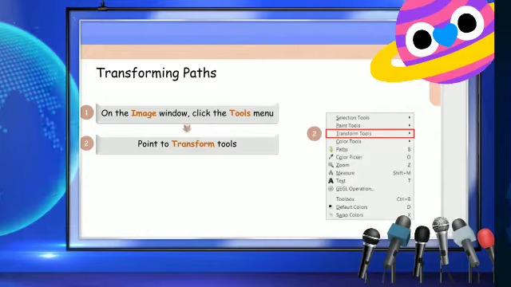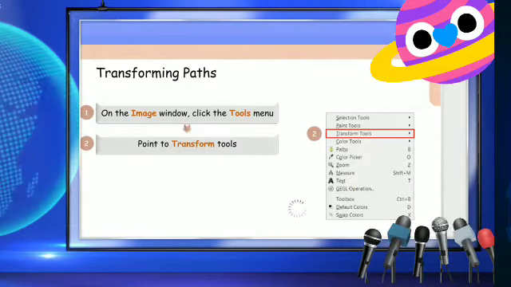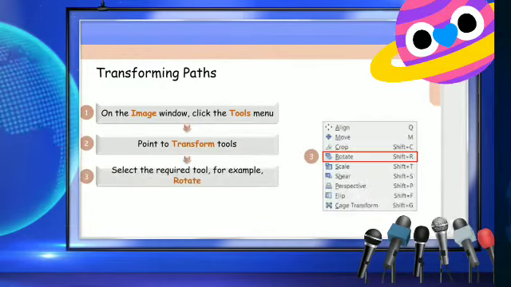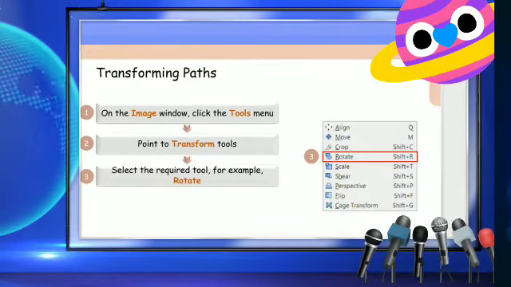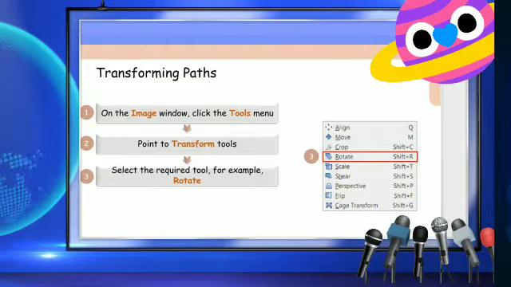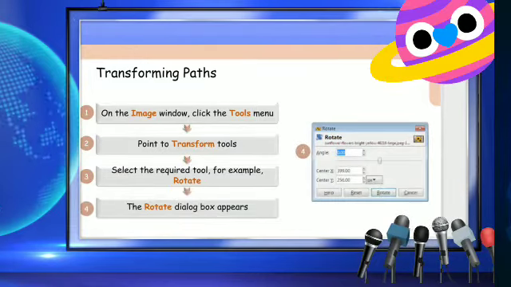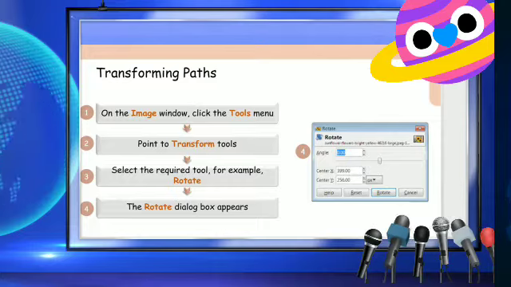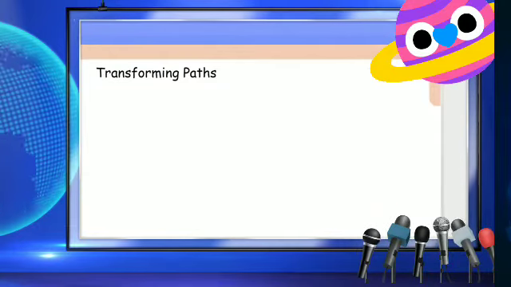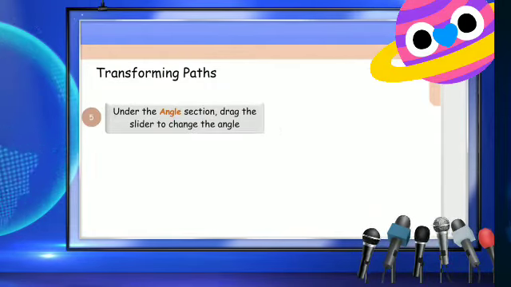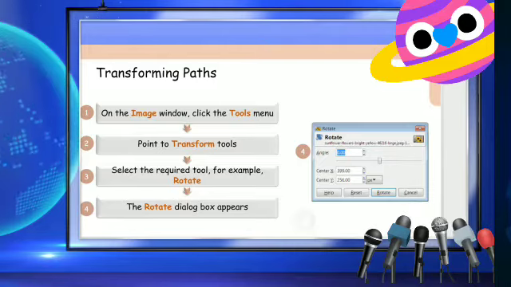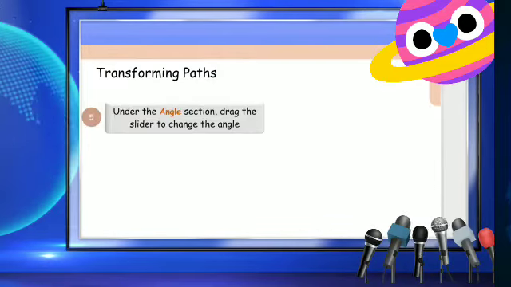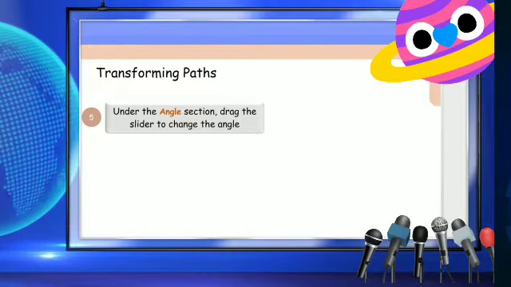On the image window, click the tools menu, point to transform tools. Next, select the required tool. For example, rotate. If you want to rotate your path, then by using rotate, the rotate dialog box appears. See, this is your rotate dialog box. Under the transforming path, on the image window, click the tools menu, point to transform tools. So you can do it very easily.